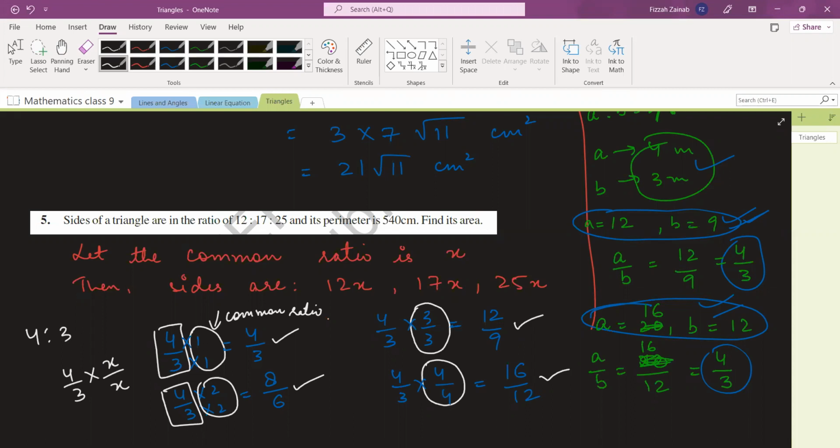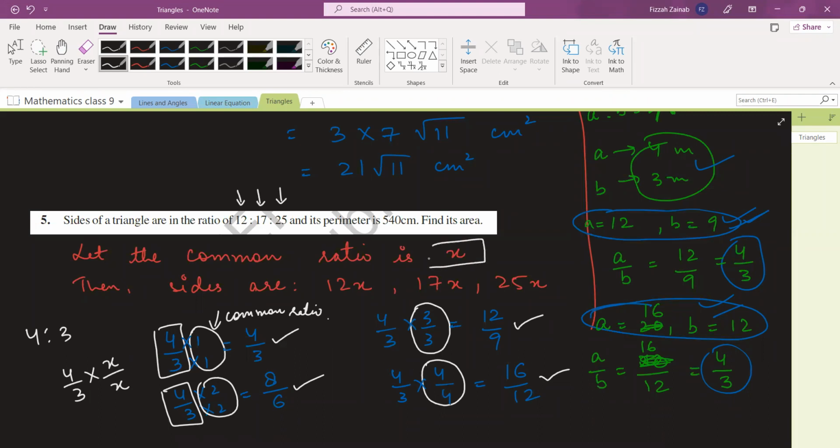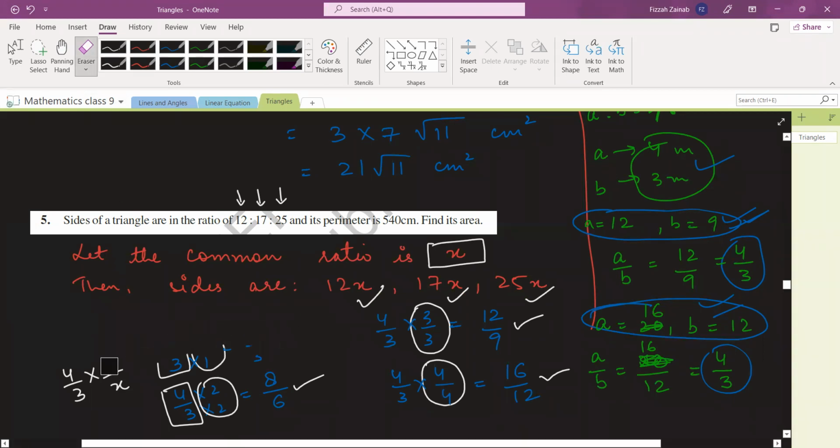Yes, ma'am. Okay, so that is why in this question, we cannot take A is equal to 12, B is equal to 17, and C is equal to 25. No, we have to multiply everything by a common ratio. Understood? So when we multiply them with the common ratio, now these are the sides. x can have any value: x can be 1, x can be 2, x can be 3. So all these sides will be in the ratio 12:17:25. I hope it's clear now.